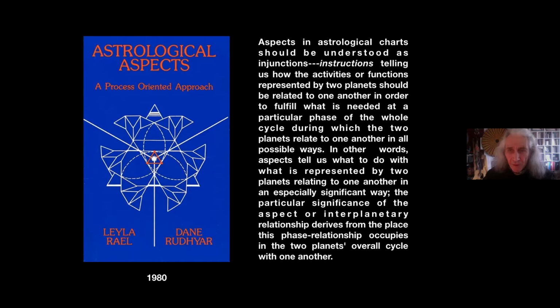So this is Rudyard and Rael, conjuring up this notion of wholeness. We must always keep in mind the whole cycle of relationship. In other words, aspects tell us what to do with what is represented by two planets relating to one another in an especially significant way. The particular significance of the aspect or interplanetary relationship derives from the place this phase relationship occupies in the two planets' overall cycle with one another.